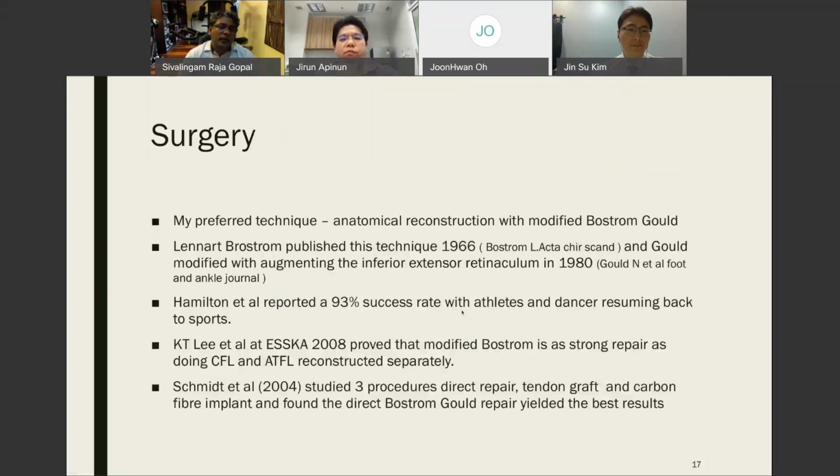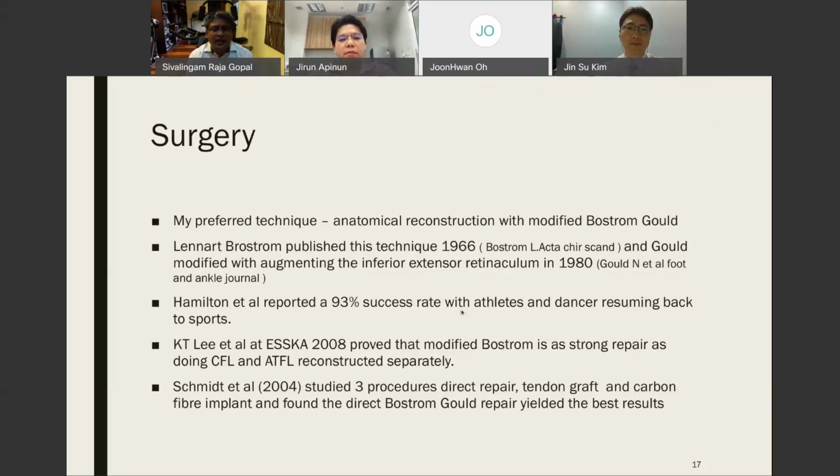So what did I do? My preferred choice, because I'm still doing the open technique, and I still find this a very easy way to do, and I have very good results, and no complaints so far from my patients. Broström actually published this technique in 1966, and it was further modified by Gould in 1980. This is almost a 50-year-old technique, which has been so good, and I hardly have any problems. Hamilton reported about 93% success.